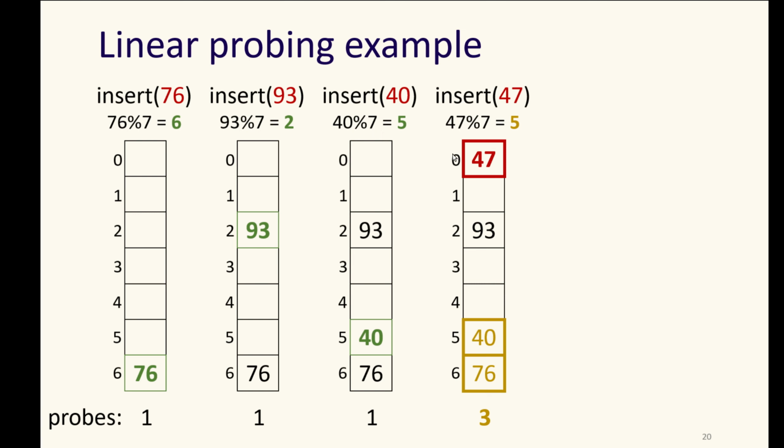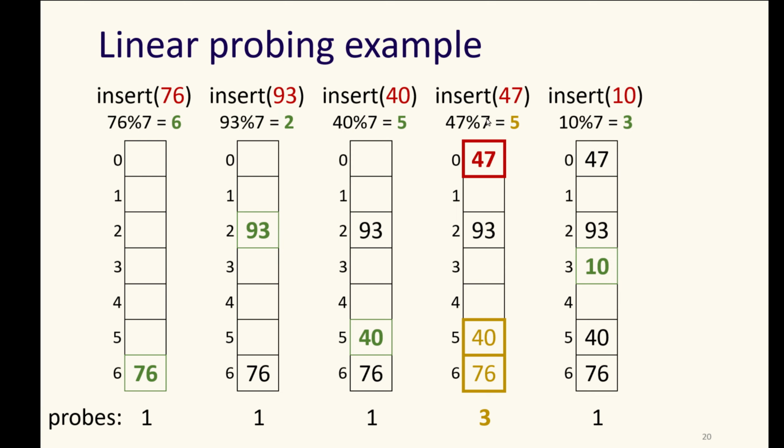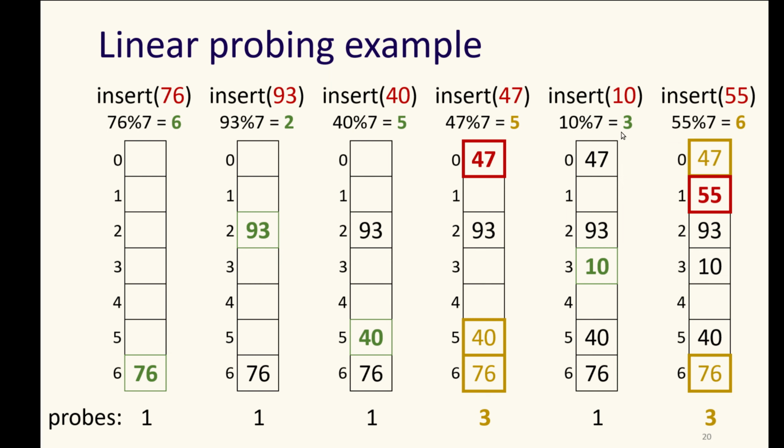Then if we try to insert 10, it maps to 3. That's okay. 3 is still empty, no problem. If we insert 55, which maps to 6, that tries to store at index 6, but 6 is full already. So then it loops back around. It adds 1, which causes our mod to bring us back up to the top. And it finds that index 0 is also full. So then it has to look onward to try index 1. And so it's done 3 probes to find the right location.